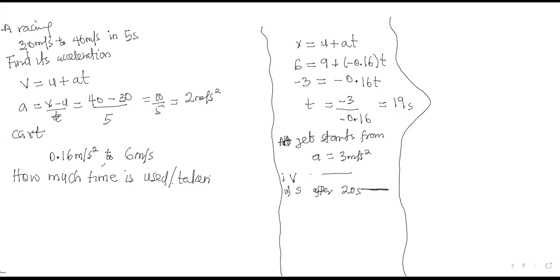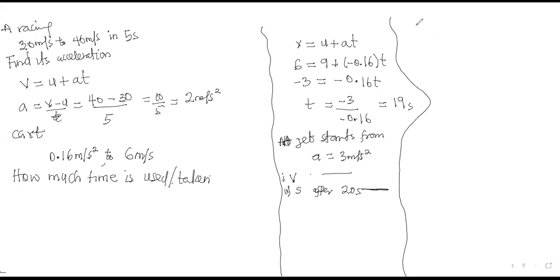Benjamin, the question: a jet starts from rest and accelerates uniformly at 3 meters per second squared. What is its final velocity, and the distance it has traveled from the starting point after 20 seconds?